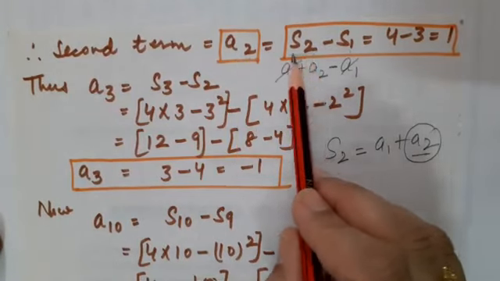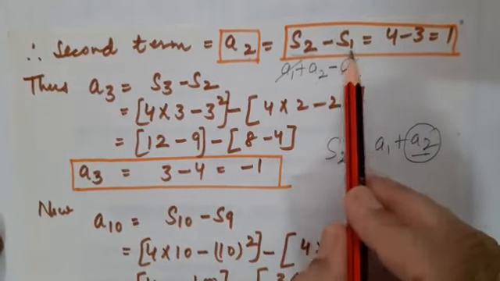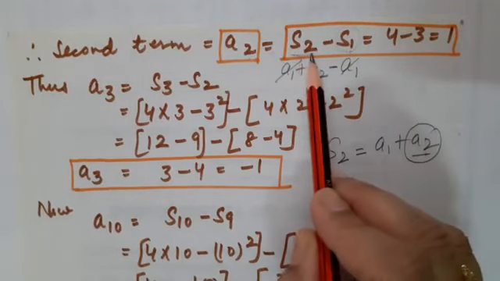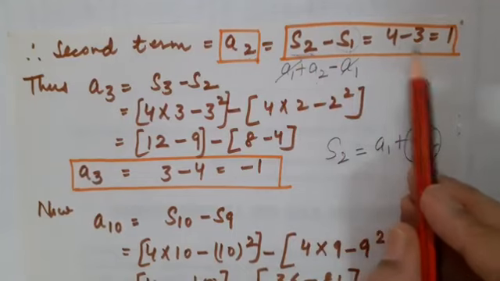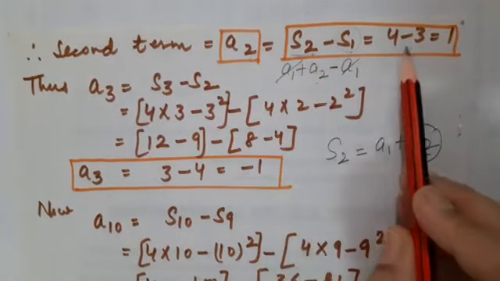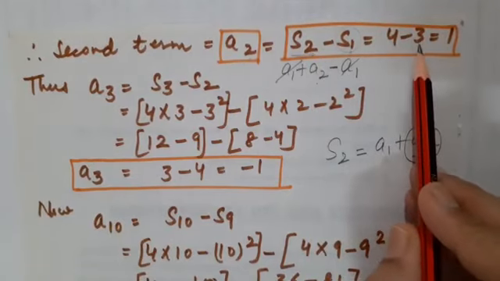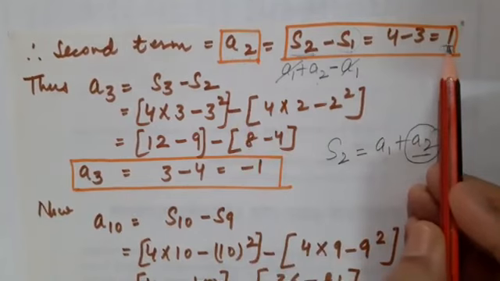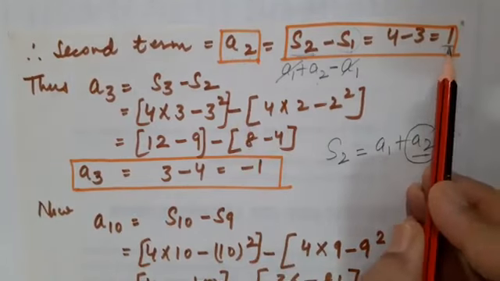If I subtract the sum of one term, or I should say the very first term, from the sum of two terms, then and only then I can get term number 2. So what is S2? We have just found, that is 4 minus S1, which is 3, is equal to 1. So what is the second term of the given AP? The second term of AP is equal to 1.